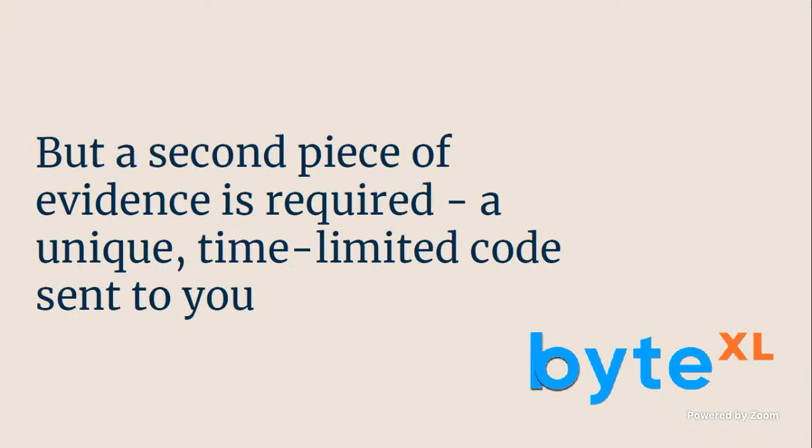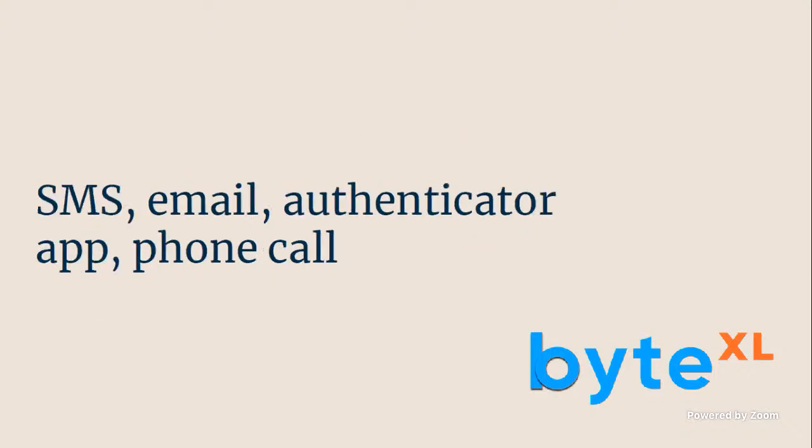But the second piece of evidence required is a unique and time-limited code sent to you. A time-limited code is like an OTP. For the OTP to be entered, there could be a time limit, like 35 seconds or 60 seconds. Even if the code is sent over email, there will be a time limit to enter that code and get access to your services.